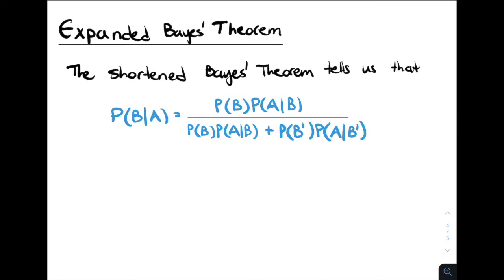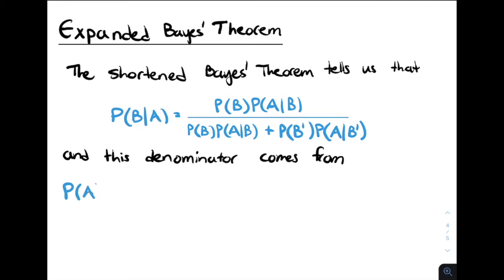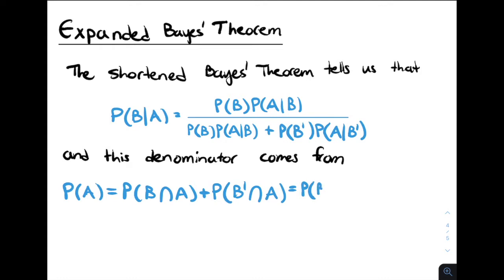This denominator comes from the fact that the probability of A can be expressed as the probability of B intersect A plus the probability of B complement intersect A, which is equivalent to P of B times P of A given B plus the probability of B complement times P of A given B complement.